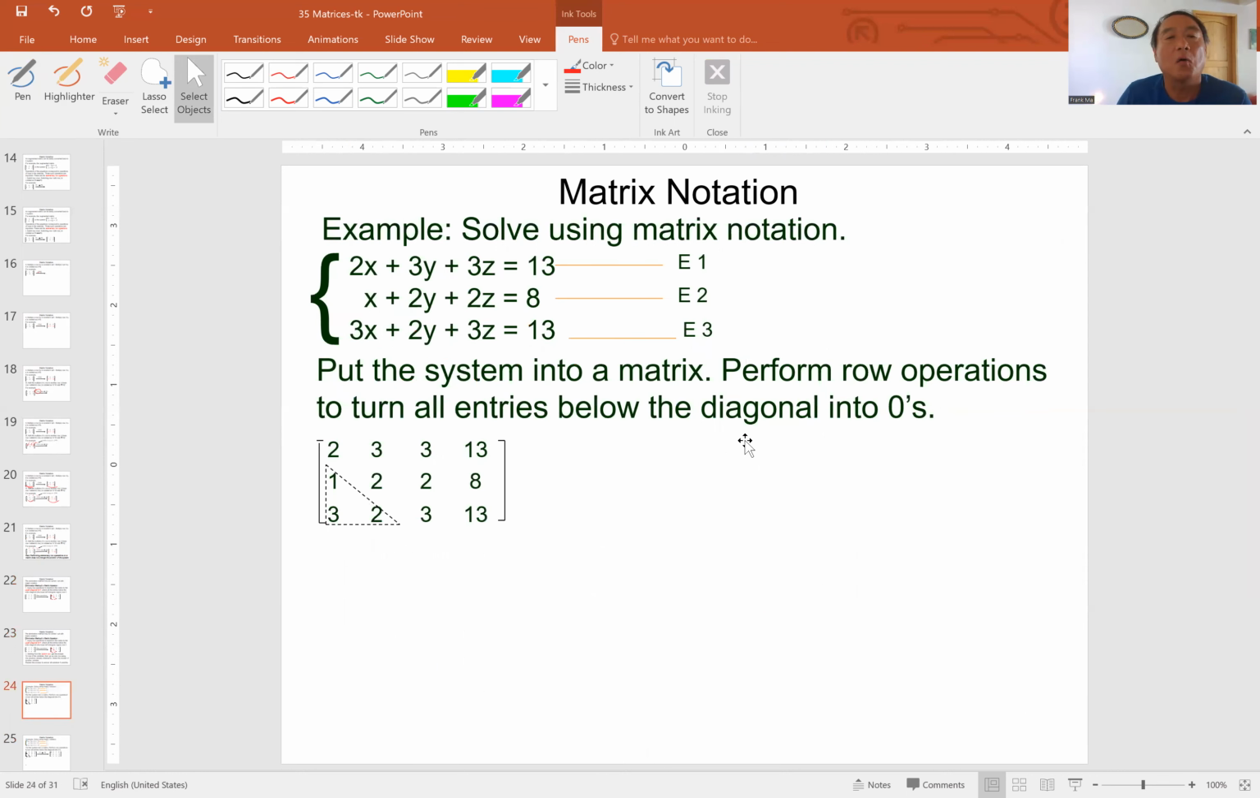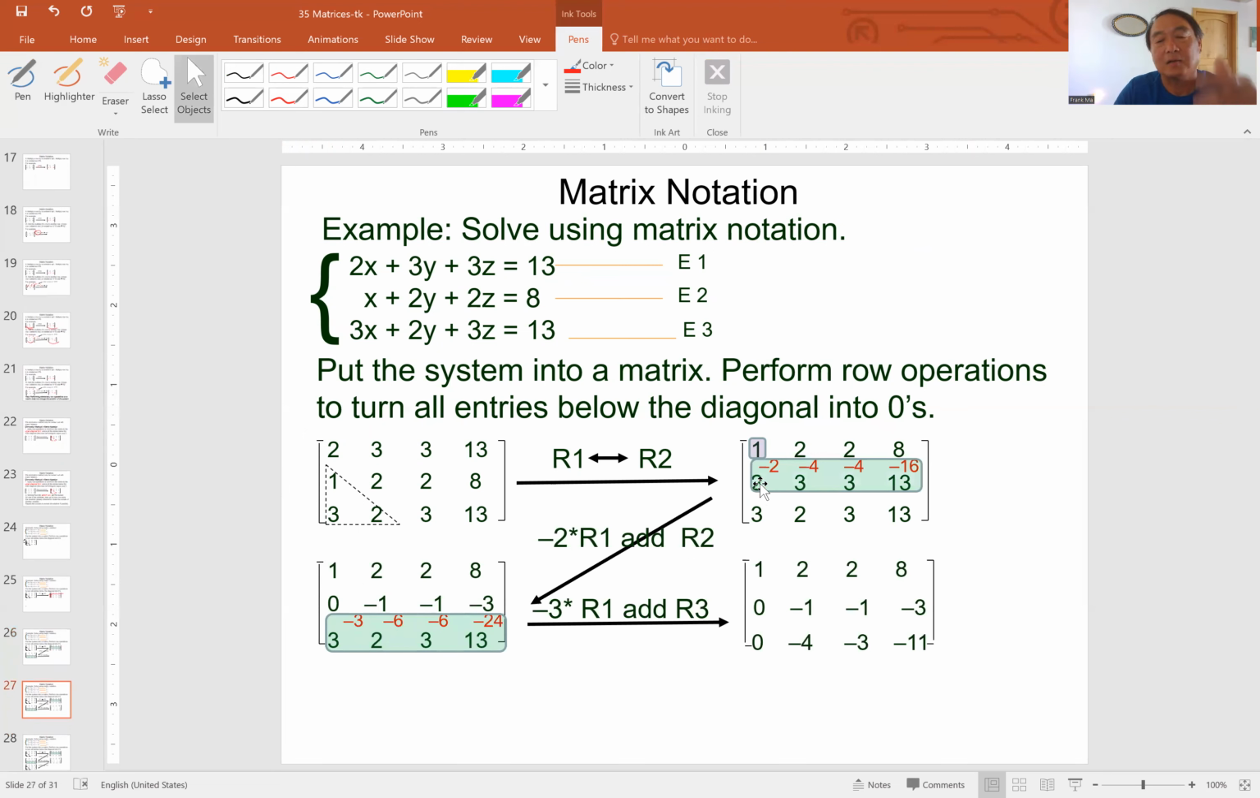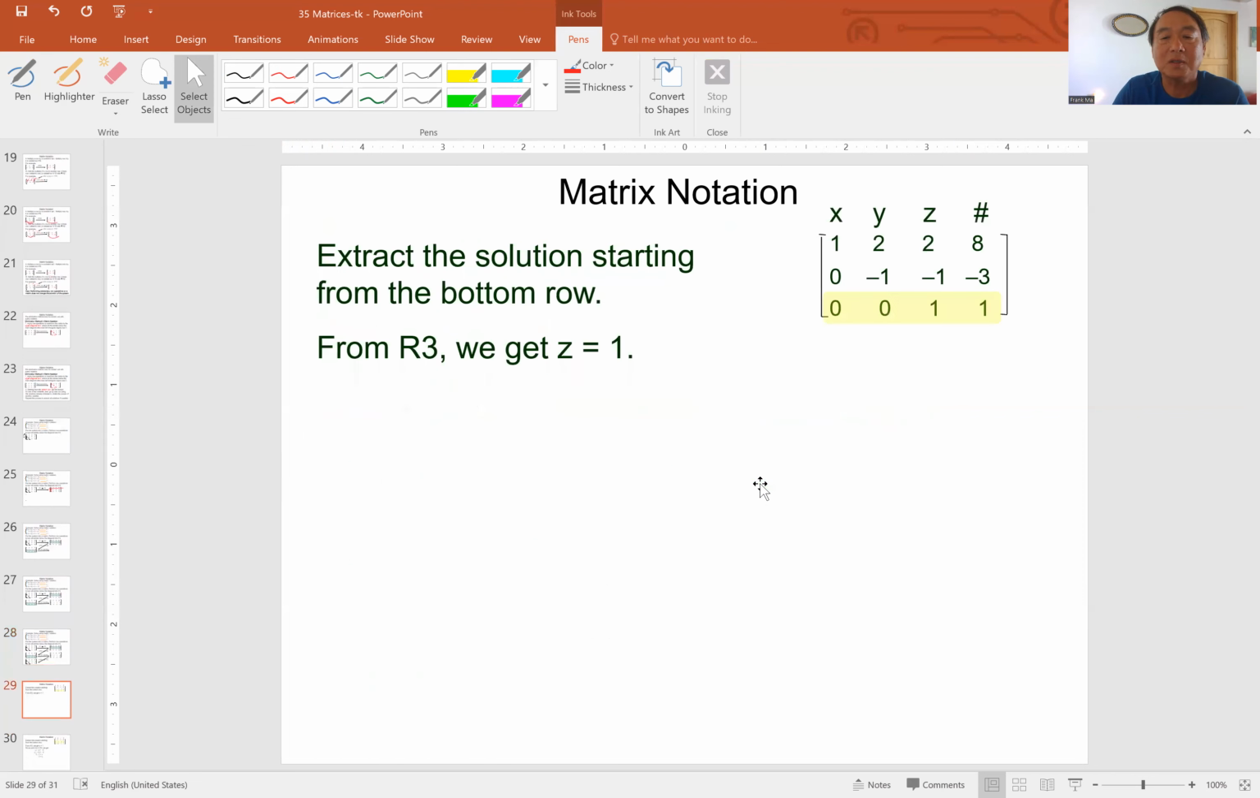Here we go. We'll put the system into a matrix. And first we notice, if we do it by hand, it's easier if I put the 1 up there. So I switch the first 2 rows. Then I multiply the first row by appropriate numbers to make this 0, make this 0, the 2 steps here. And then we'll make the last one 0. Then we solve it backward.